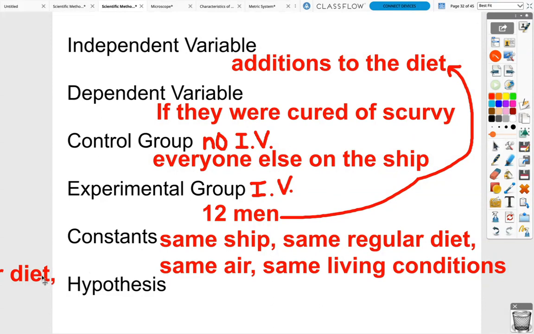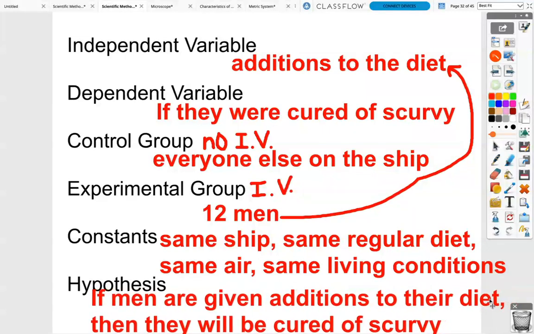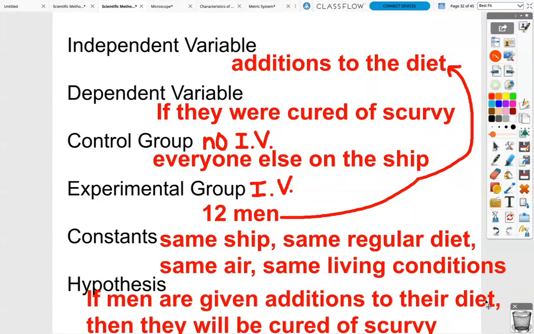Your hypothesis can be written out several different ways. Your hypothesis can be written out as a question. It can be written out as an if-then statement, but typically your hypothesis will contain both your independent and your dependent variables. So I've written this one out. If men are given additions to their diet, then they will be cured of scurvy. So that contains both our independent variable, our additions to the diet, and it also contains our dependent variable, whether or not they're cured of scurvy.